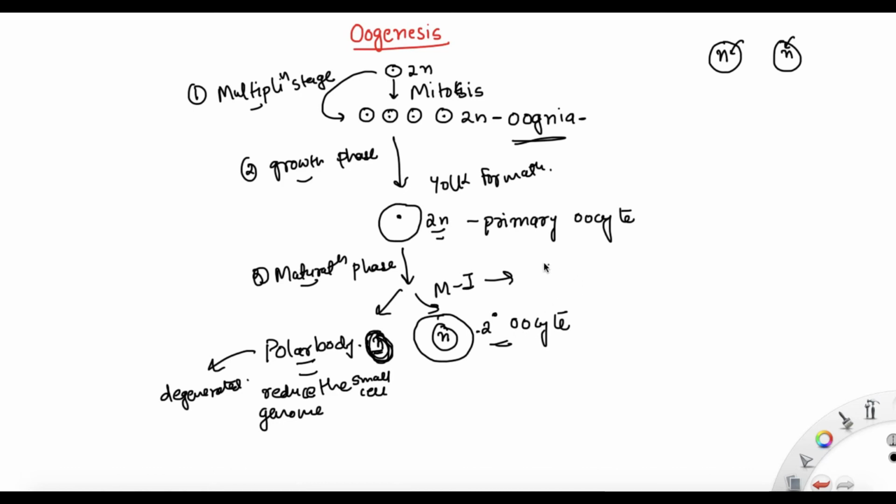Specifically in meiosis 1 prophase, the diplotene stage is where it is going to pause. Oogenesis will be paused at this particular stage. This question is asked many times. Specifically in meiosis 1, prophase 1, diplotene stage, it will be paused. And now it will continue at puberty only.